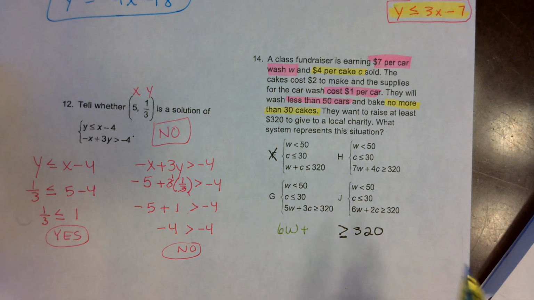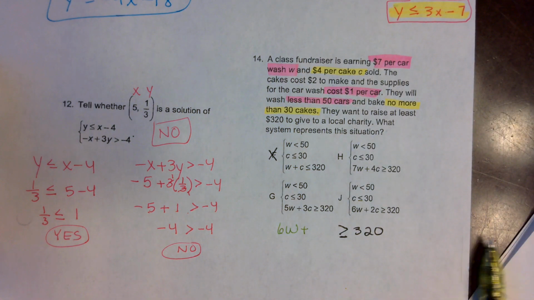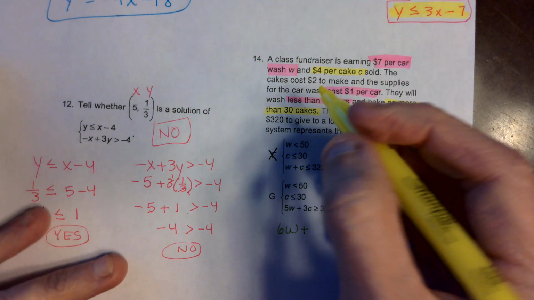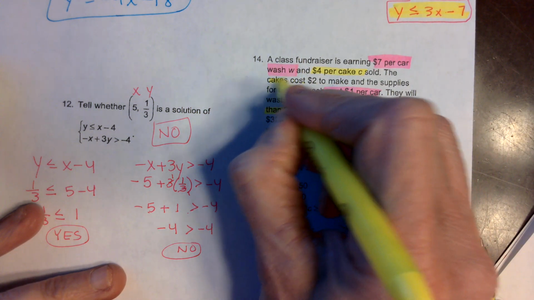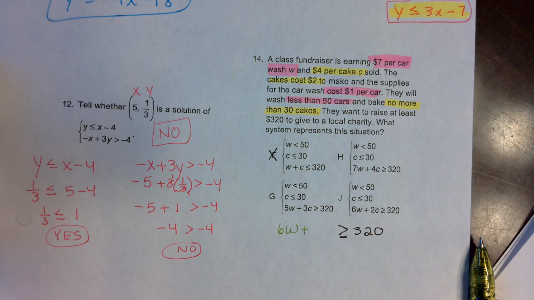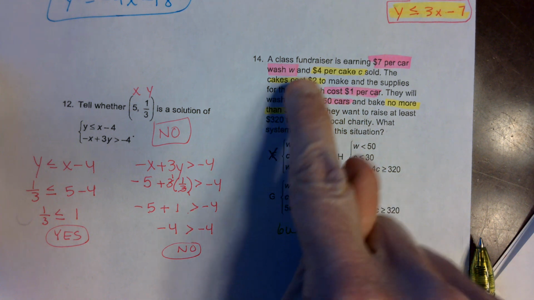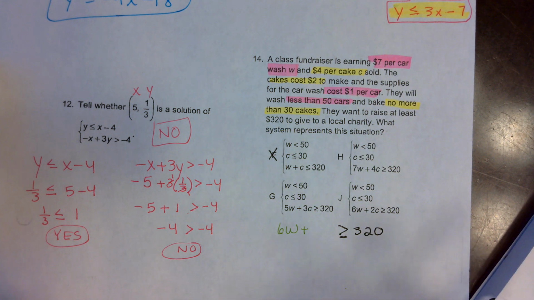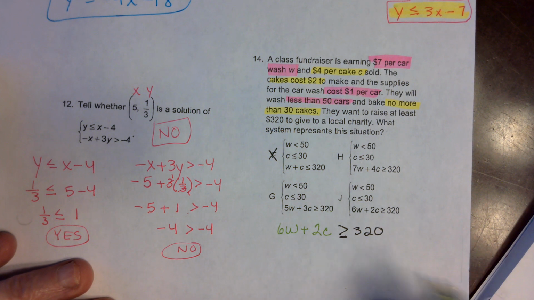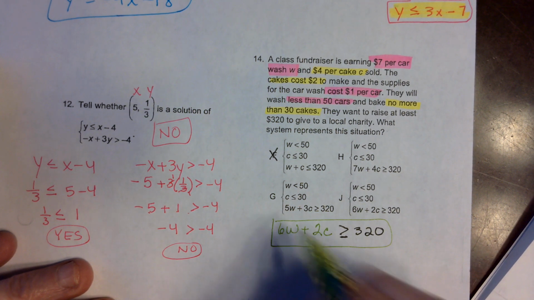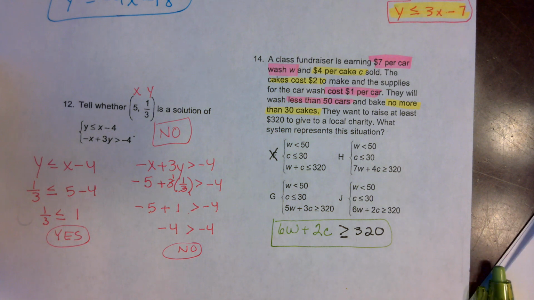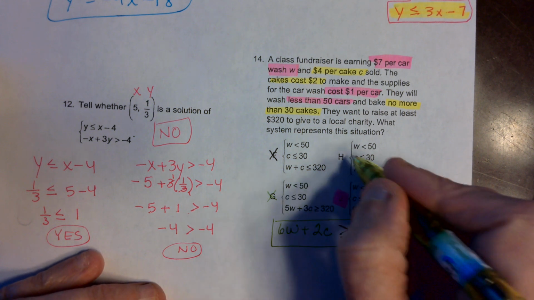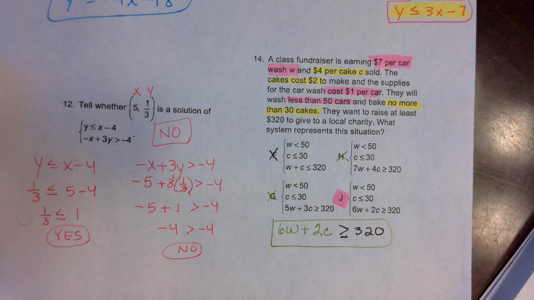6W plus, now let's figure out the cakes. So the cake was $4, but there were supply costs for that too. Those were $2 to make. So how much did they actually gain after they sold it? 4 minus 2, $2 per cake. Do we have that in here? Hopefully, yes we do. Right there, J. So these are not the right answers, just to be clear. This is my correct answer, J.